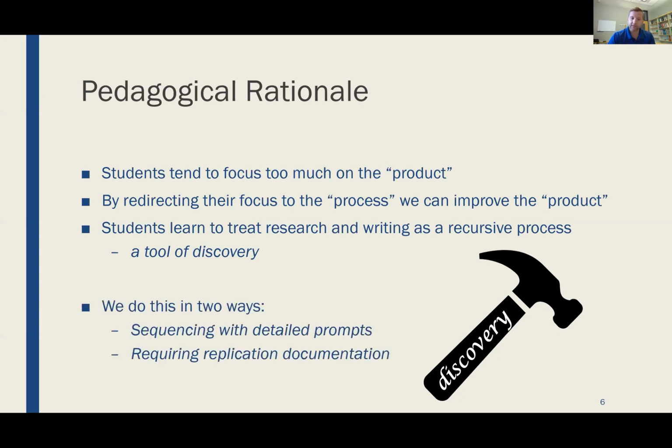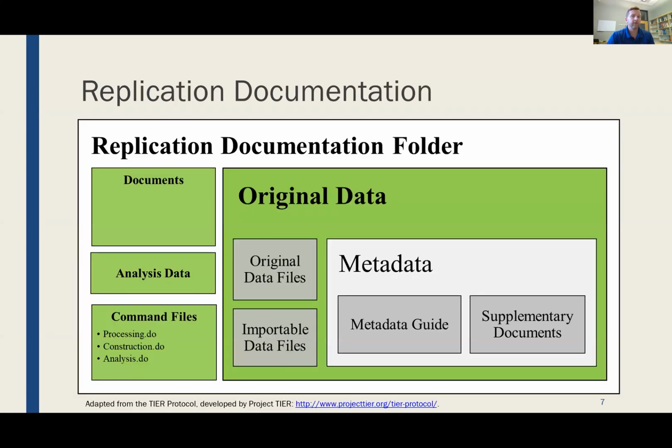Okay, so as I said, we do this through sequencing with detailed prompts and requiring that replication documentation. Here's the replication folder we require. This is an adaptation of the TIER protocol put together by Project TIER out of Haverford College. They have an original data folder, an analysis data folder, a command files folder, and a documents folder. And over the course of the semester, we can talk more about this in the Q&A perhaps, but what we do is have a shared folder and students upload components of this project over the course of the semester in what amounts to basically 7 different phases over the course of a 15-week semester, 16-week semester.